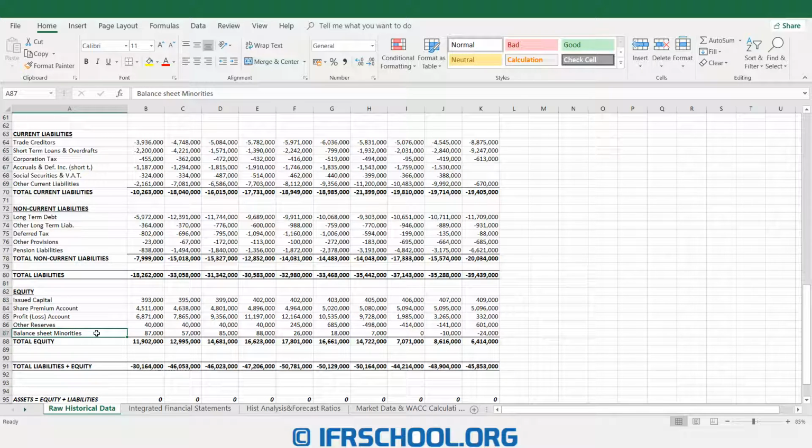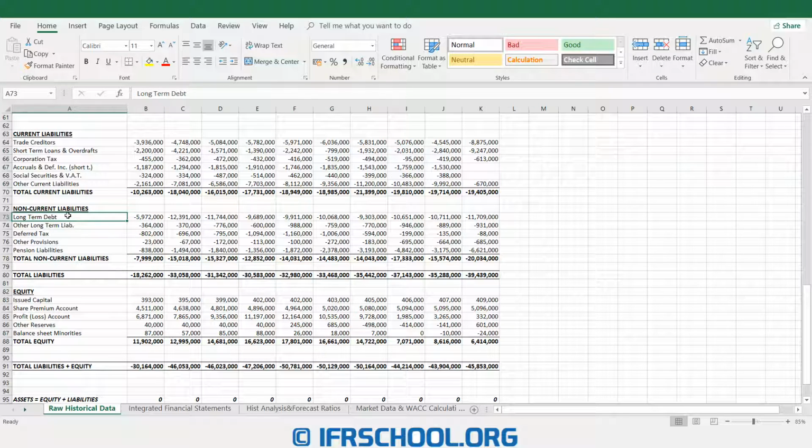This leads me to my next point. FAME stores the non-controlling interest or balance sheet minorities account under liabilities. This account is an equity account, and so I moved it from liabilities to equity. I also had to change the signs on the account in line with my next point.